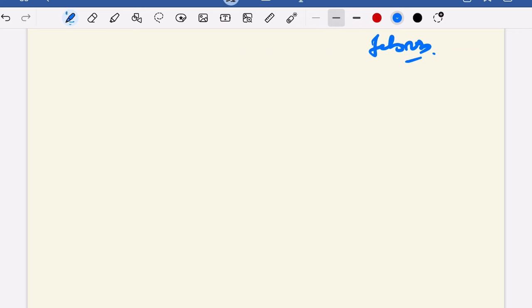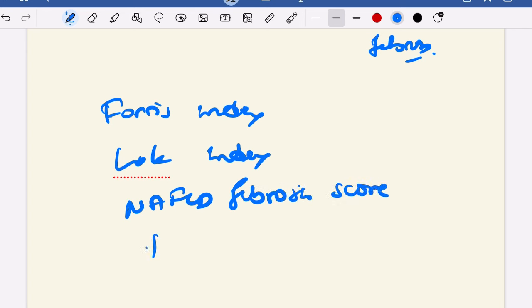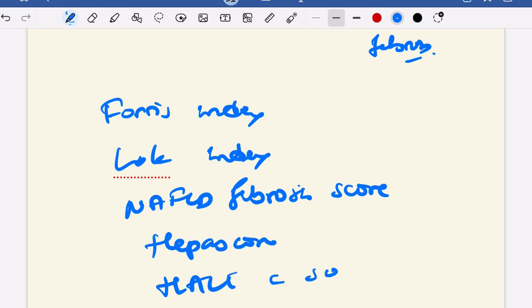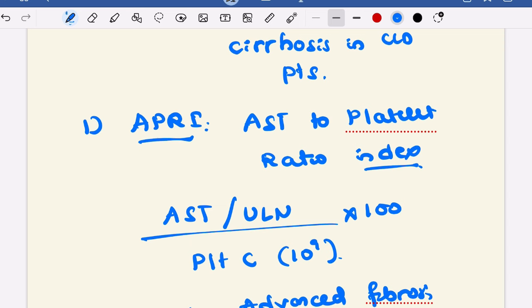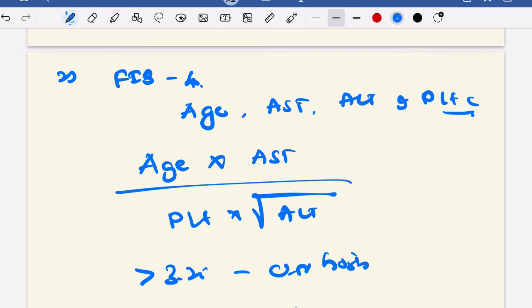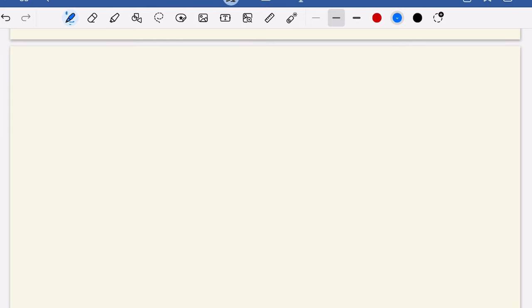There are many other scores like Fons index, log index, and other indexes like NAFLD fibrosis score, HEPA score, HALT C score. So many are there. Of these, the very important ones that are very easy to calculate are: one is APRI, second is FIB4, third is BARD score. Now with a real life example, let us calculate.